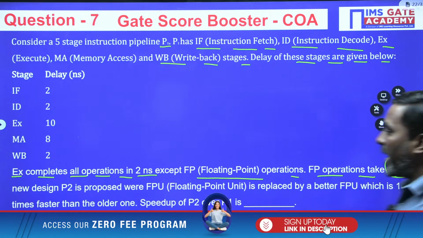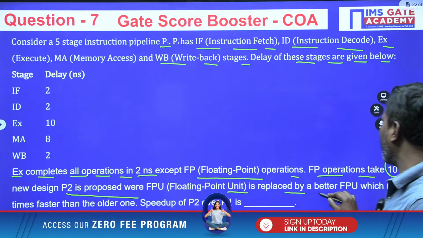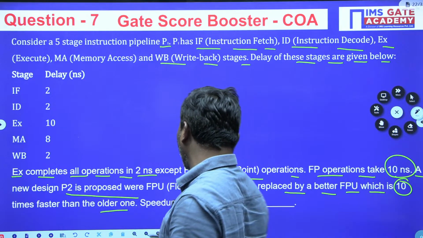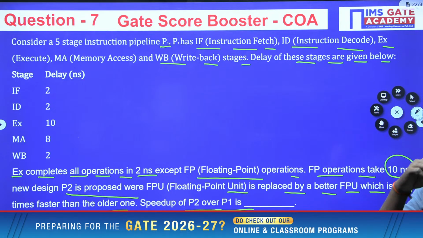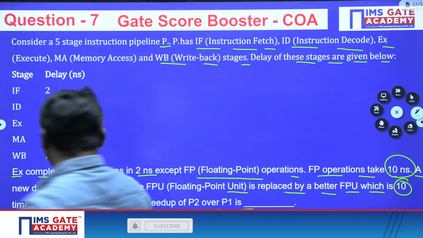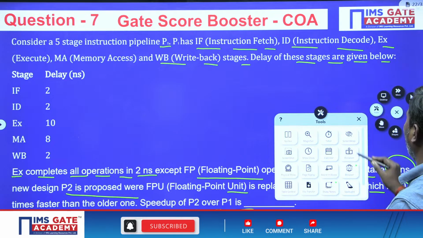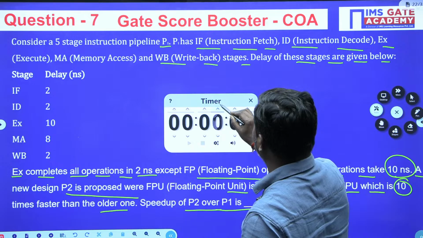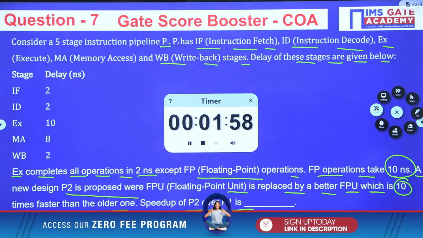A new design P2 is proposed where floating point is replaced by a better floating point which takes 10 times faster than the old one. What is the speedup of P2 over P1, they are asking. It is again a performance based question comparing two pipelines here now. Again I'll try to give 2 minutes time, try it out. 2 minutes. Try this question.